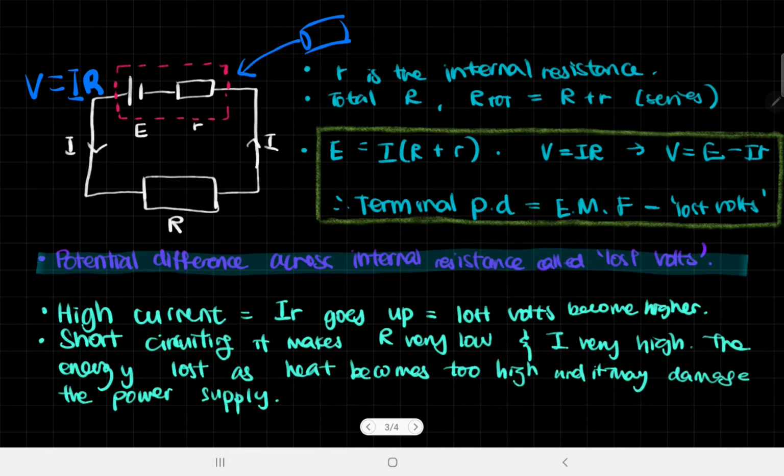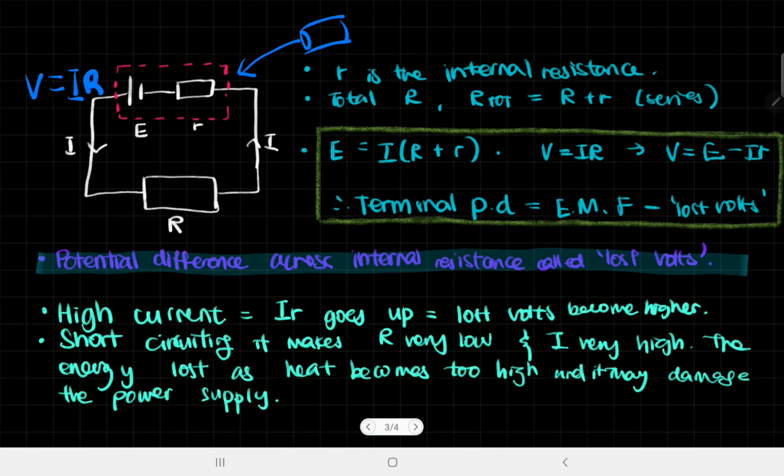Well, if we look at the big picture of the entire circuit, the electromotive force will actually be denoted as E, which is the electromotive force going to every single part of the cell, not only this one resistance. So using V equals IR, E is basically I times the total resistance.